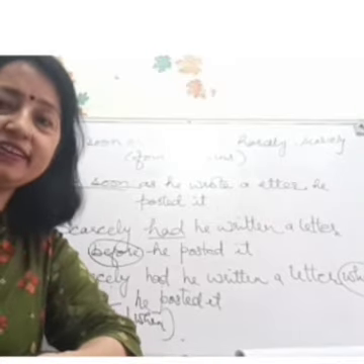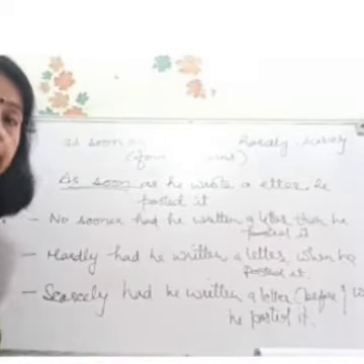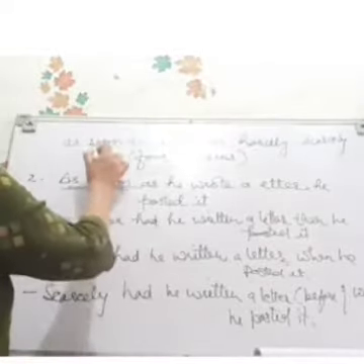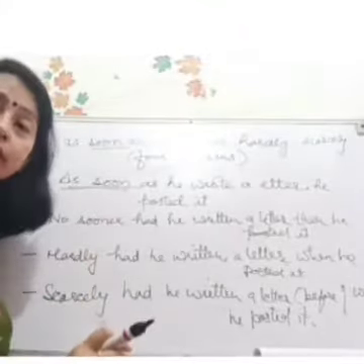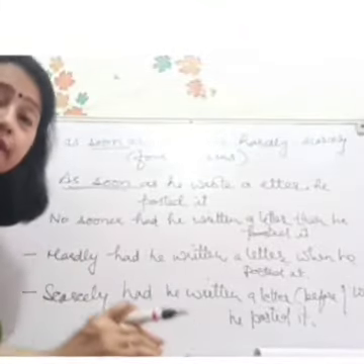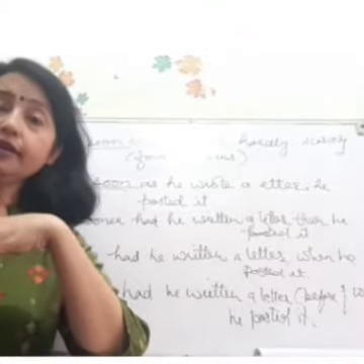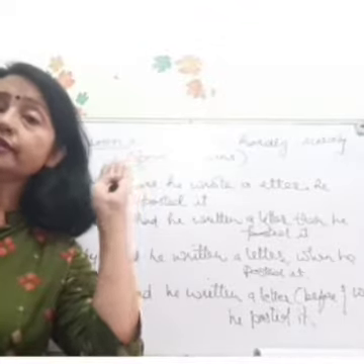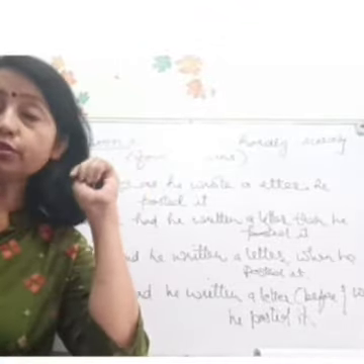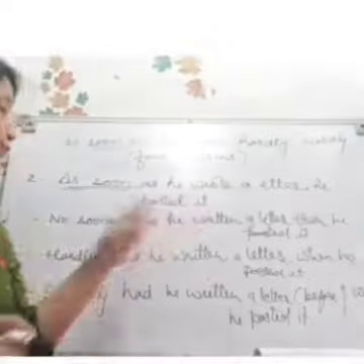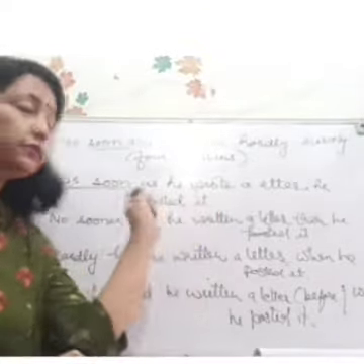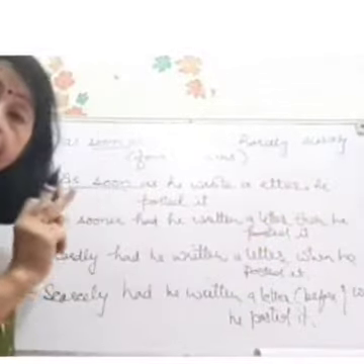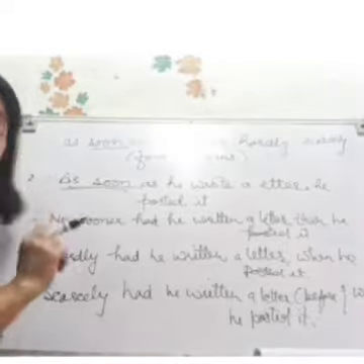Clear? So children, we have done the transformation of sentences with as soon as, no sooner, hardly, scarcely. These four are also called the four cousins. Actually they are related to each other. By using all four of these conjunctions, we can change the sentence, but the meaning is not changed. Clear? So the first is: as soon as he wrote a letter, he posted it. As I told you, as soon as is always followed with a comma. Comma is a must with this as soon as.